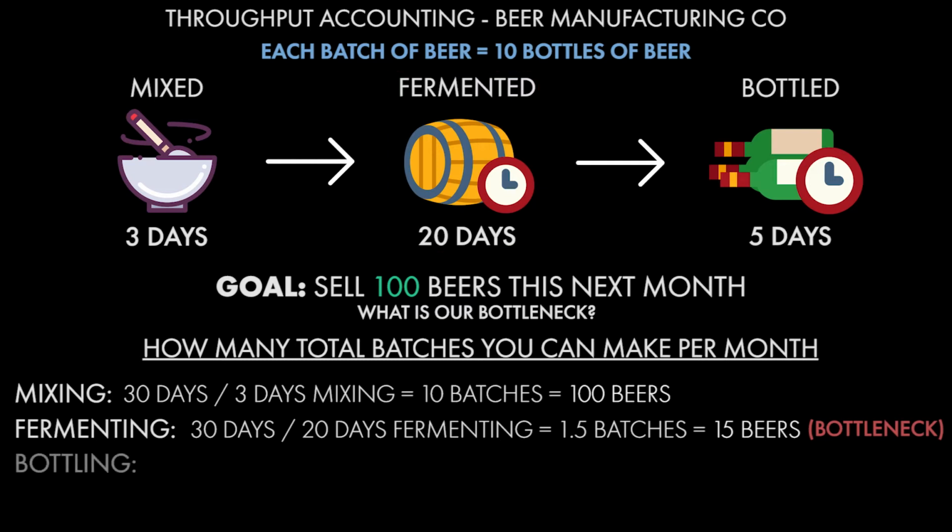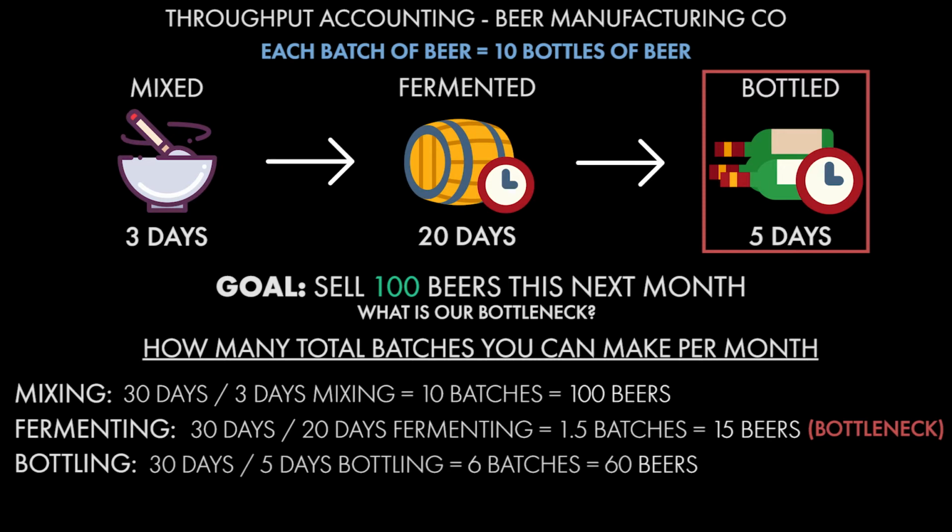Let's look at bottling as well, just to be sure that bottling isn't a worse bottleneck than fermenting is. Bottling takes 5 days per batch. So in a given month of 30 days, we can make 6 batches of beer, and 6 times 10 is a total of 60 beers. While we still can't reach our goal of 100 beers using our current bottling process, it still has a higher number of beers than our fermenting process.